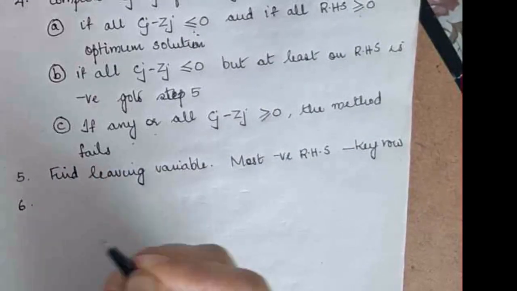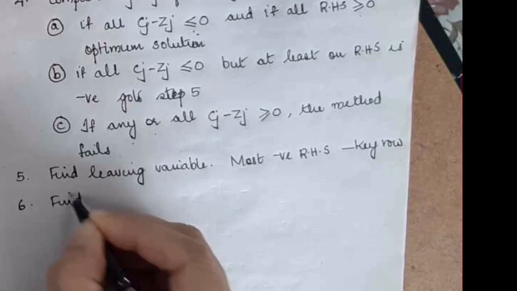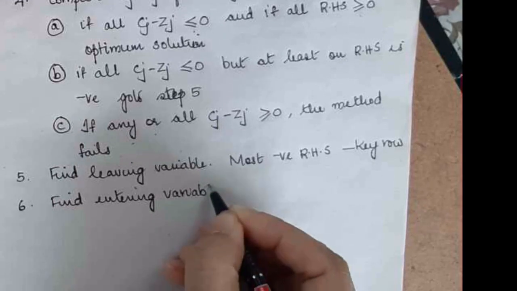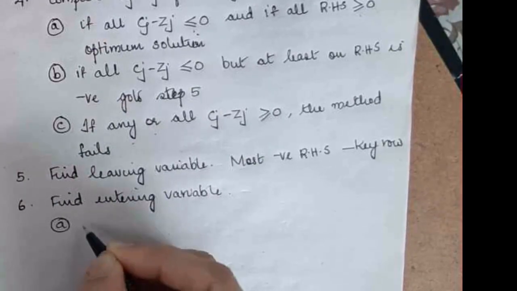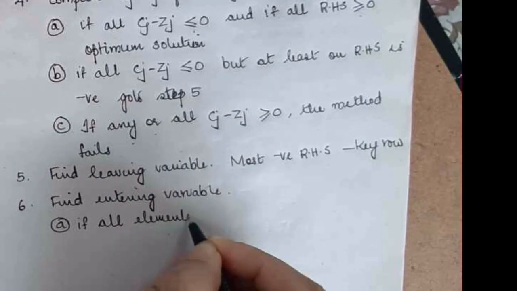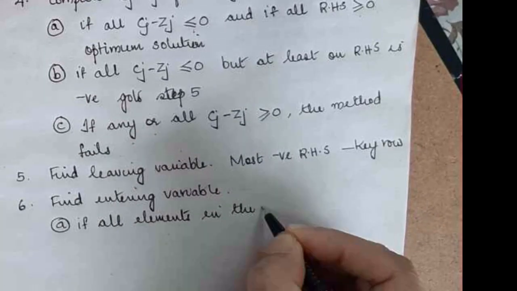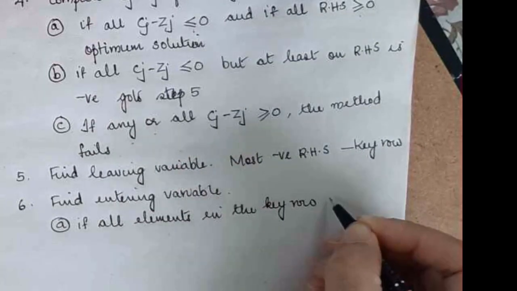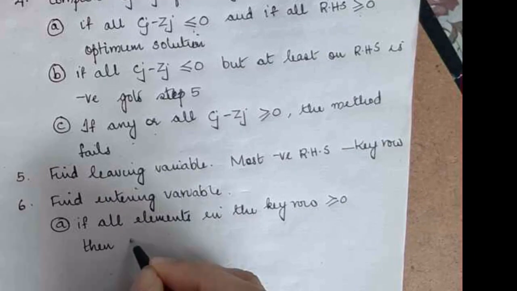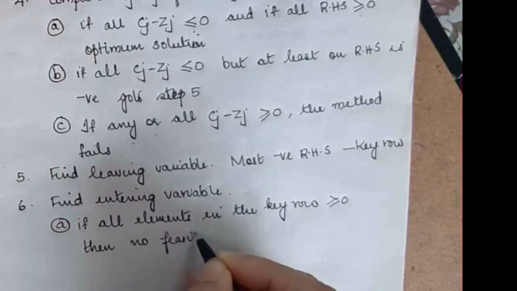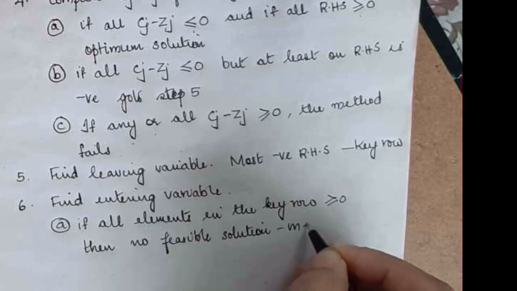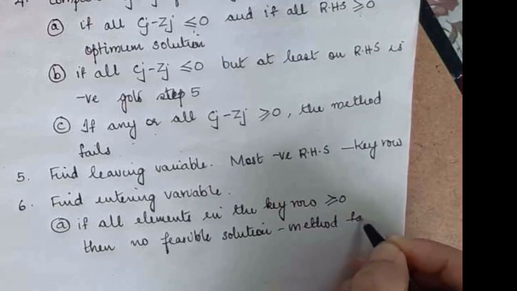Now, sixth step, find the entering variable. How do you find? A. If all elements in the key row are greater than or equal to 0, then no feasible solution. Method fails. Okay.